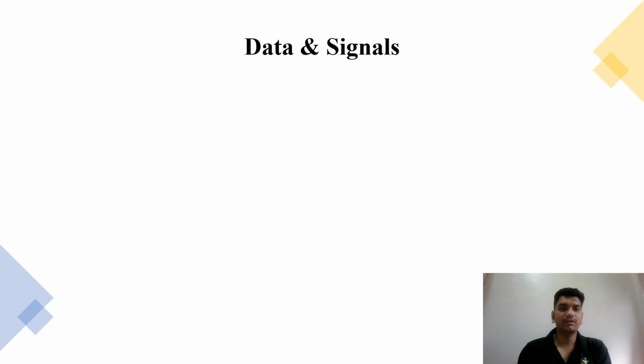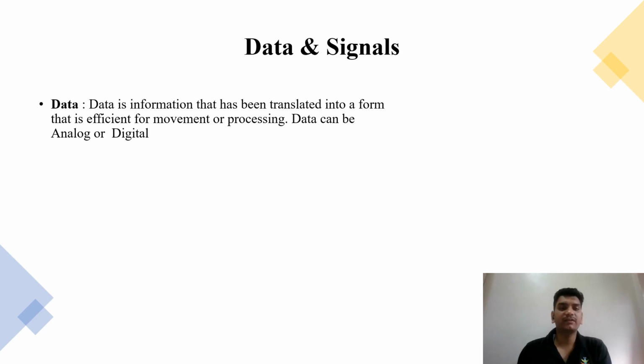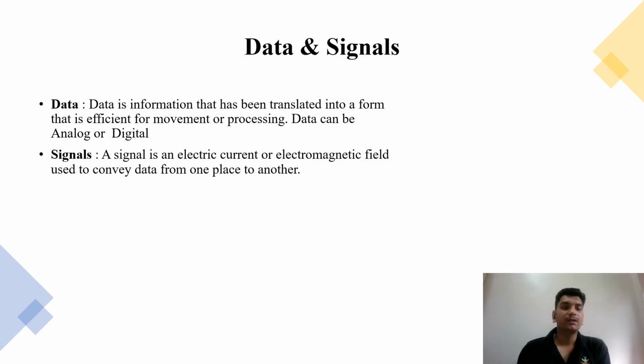Firstly, we will see what is data and signal. Basically, data is information that is to be transmitted from one device to another. The data can be of two forms, analog data and digital data. The example of analog data is a voice recording and the example for digital data is a file on a disk.